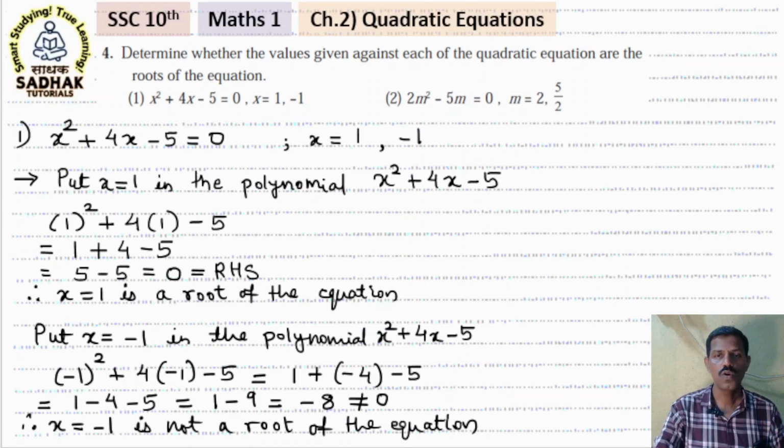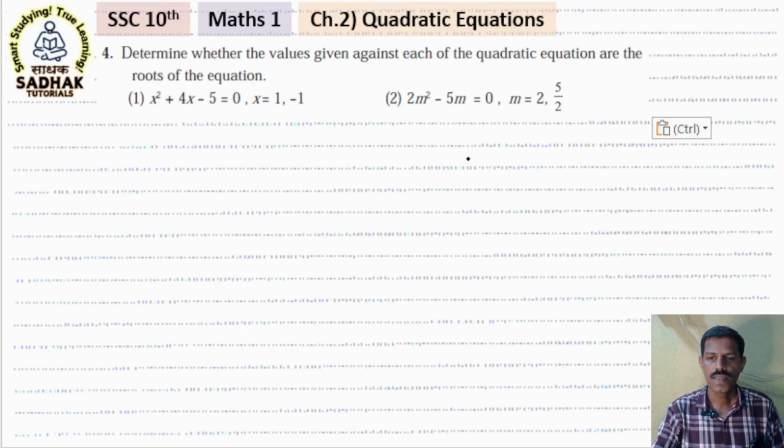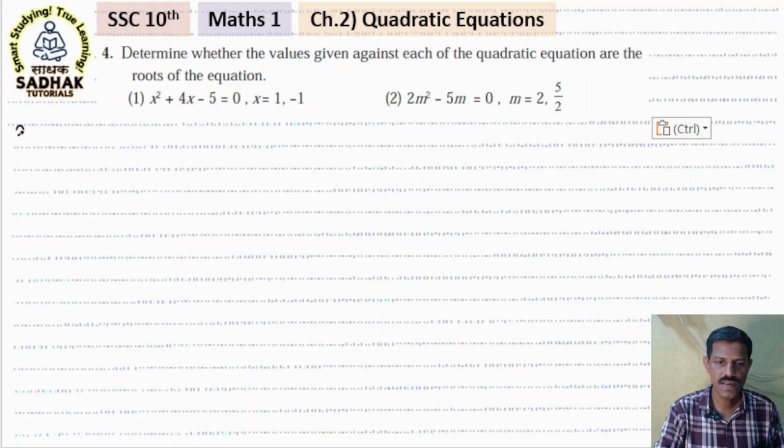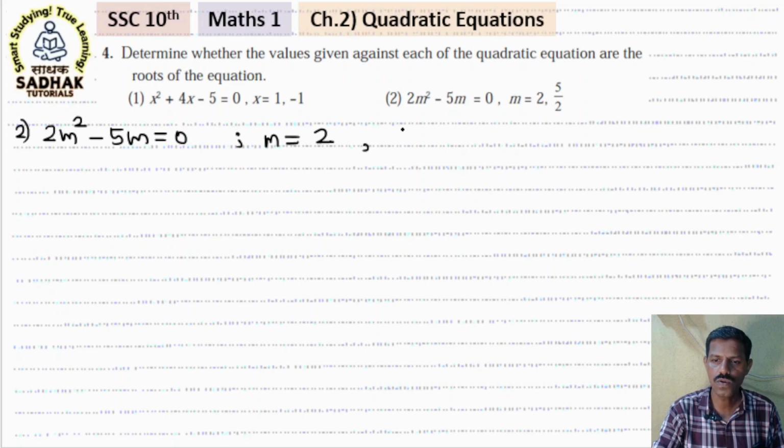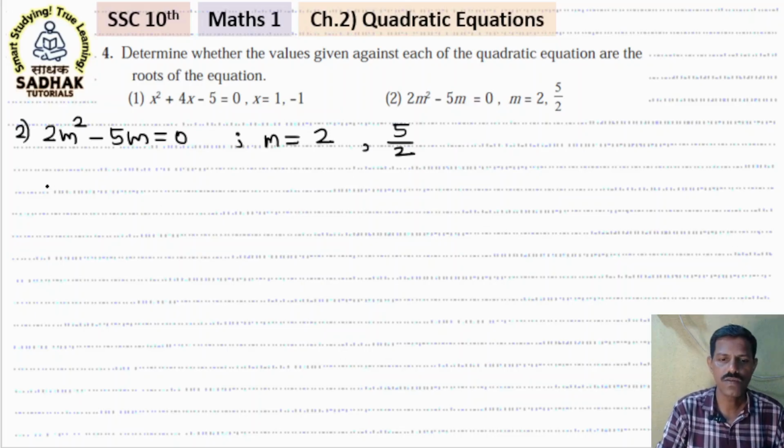I hope you have understood this, my friends. So now let us move on to the next sum, that is 2m square minus 5m is equal to 0. So let me write this second sum on the screen. So the given equation is 2m square minus 5m is equal to 0, and the values of m which are given are 2. The first value is 2 and the other one is 5 upon 2. So chalo, let us solve this.